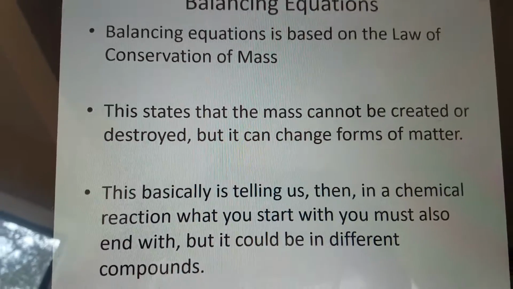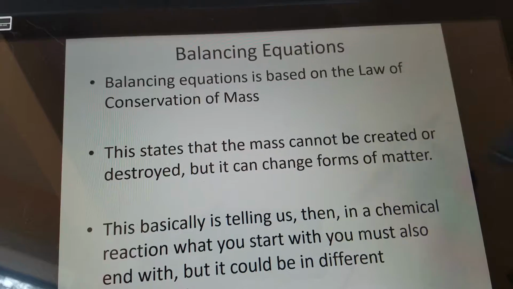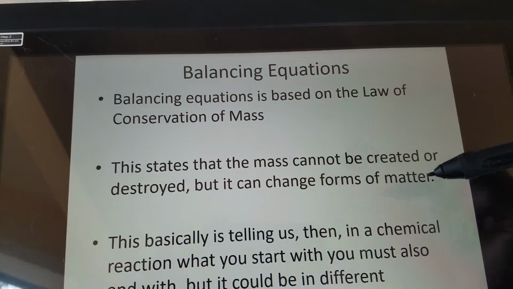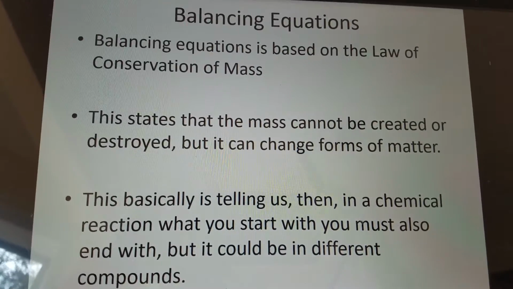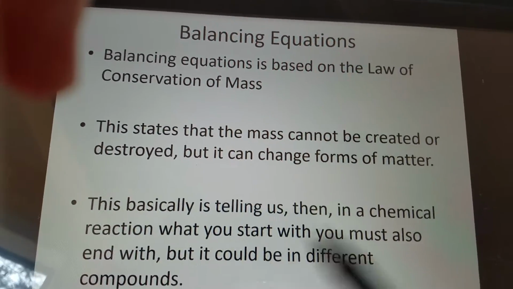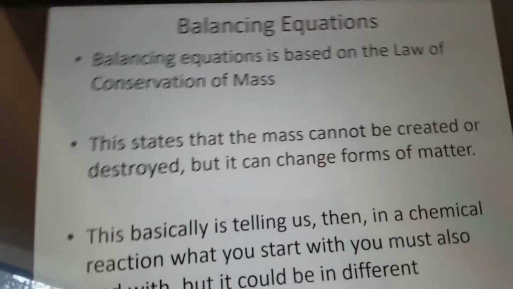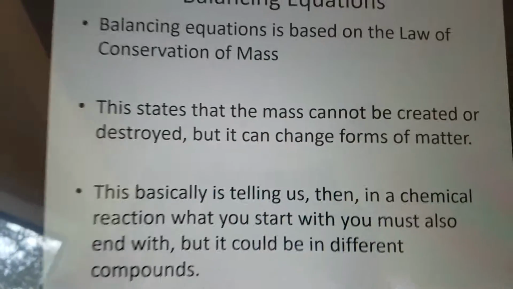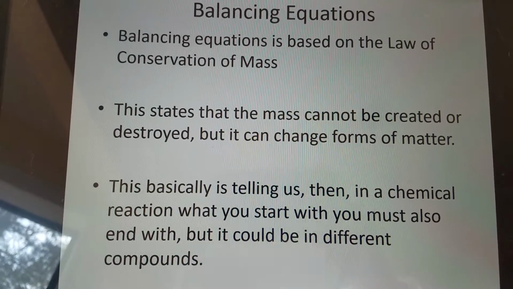The one thing you're going to be looking at on these is balancing equations. This is based on the law of conservation of mass, which states that mass can neither be created nor destroyed, but it can be changed in form. So whatever you start with, basically, you have to end with on the opposite side. If you have a certain amount of one substance in the reaction, that's a reactant, then you should have that same quantity in the products.